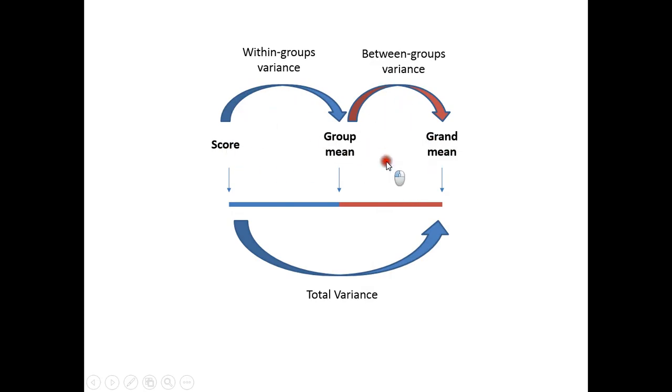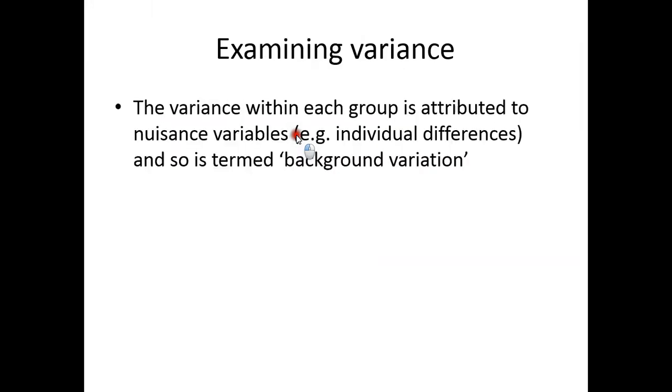And if we add it together and we find for the whole sample that the between groups variance is greater than the within groups variance, then we conclude that there's a treatment effect, and I'll explain a little bit more why. So the variance within each group is attributed to nuisance variables, as I was just saying. It's termed background variation.